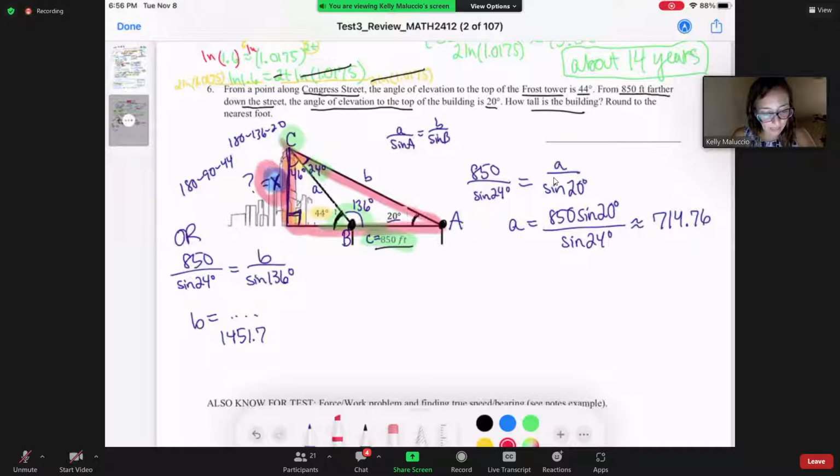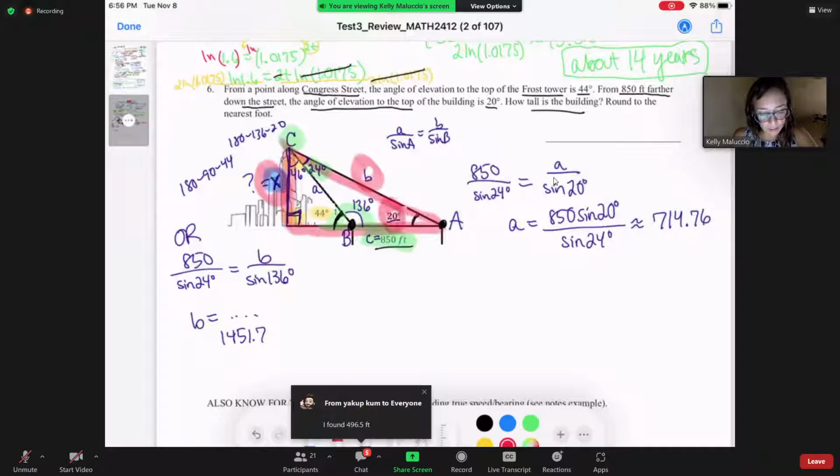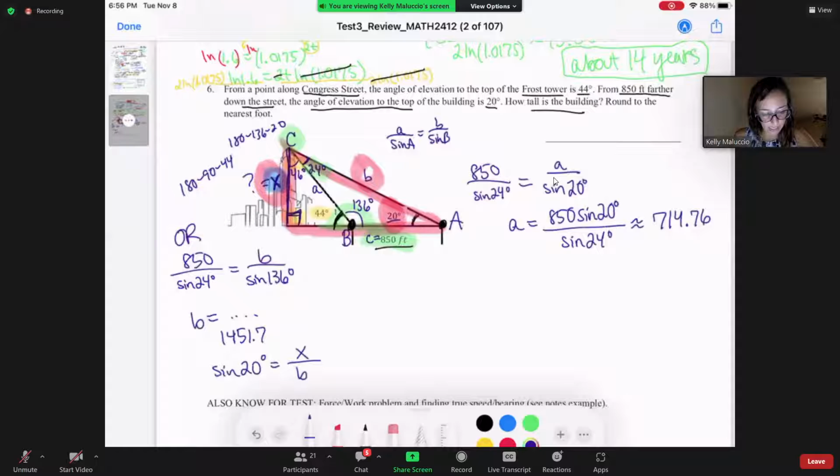So then if you want to find X, he used B, 20, and X, and he did sine, right? So he did sine of 20 degrees equals X over B. And this guy is B. So you just multiply that by sine of 20, which also should be right. And we get the same answer. But let me show you what I did. And again, neither of these are wrong. They're both right. And you can use whichever way you want, right?